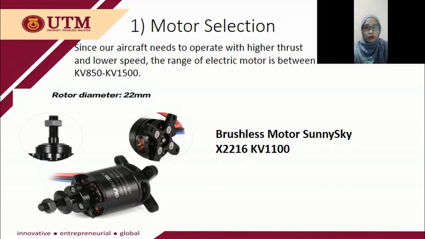Firstly, motor selection. Since our aircraft needs to operate with higher thrust and lower speed, the range of electric motor that is suitable for our aircraft is between kV 850 and kV 1500. This is the motor that we chose for our aircraft, which is the brushless motor SunSky X2116 kV 1100.